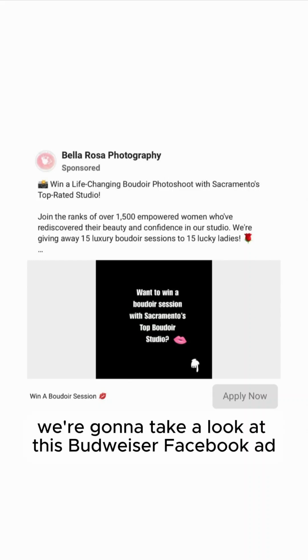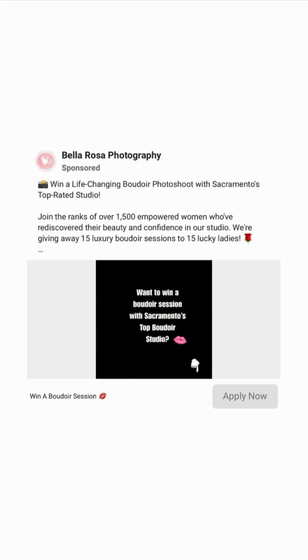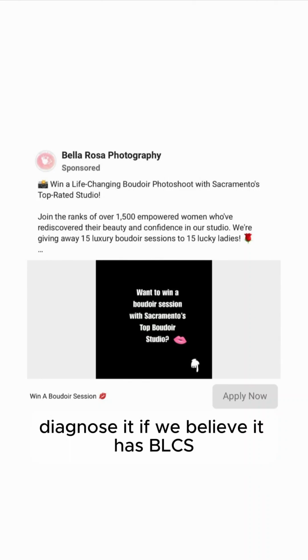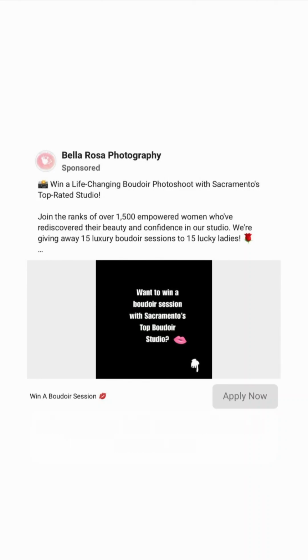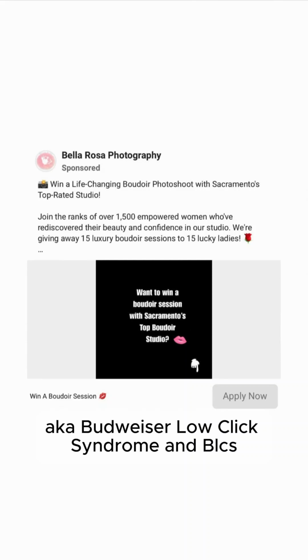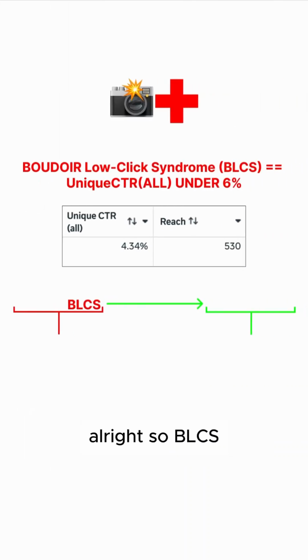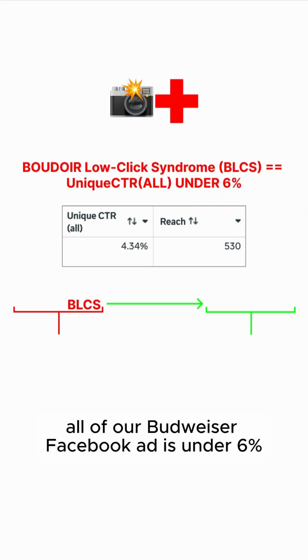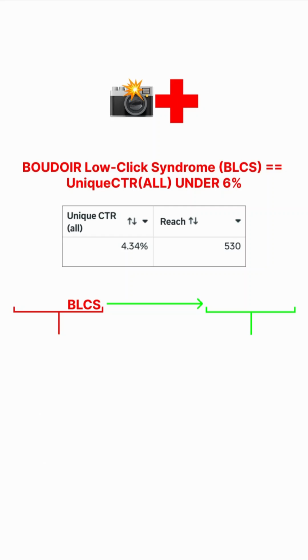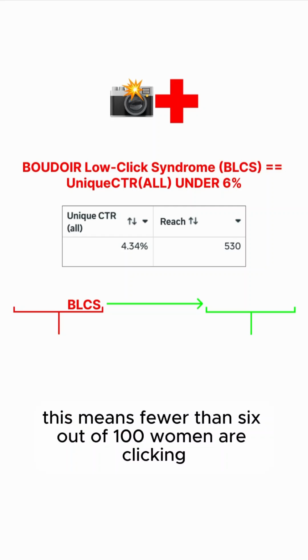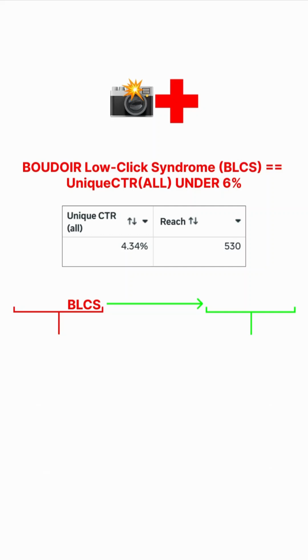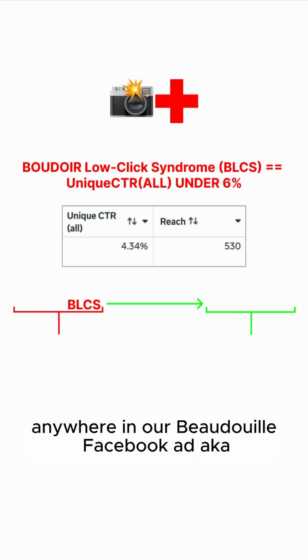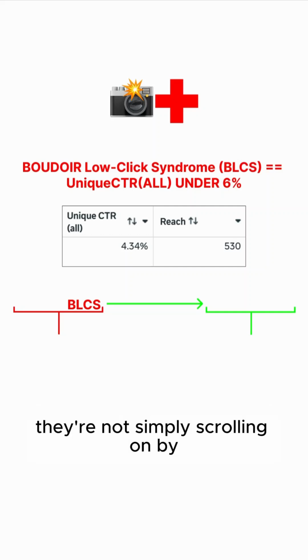All right, y'all, we're going to take a look at this Boudoir Facebook ad and diagnose if we believe it has BLCS, aka Boudoir low click syndrome. BLCS is when the unique CTR of our Boudoir Facebook ad is under 6%. This means fewer than 6 out of 100 women are clicking anywhere in our Boudoir Facebook ad, aka they're simply scrolling on by.